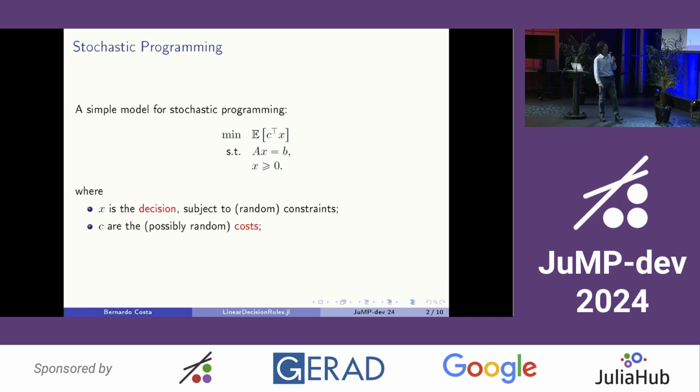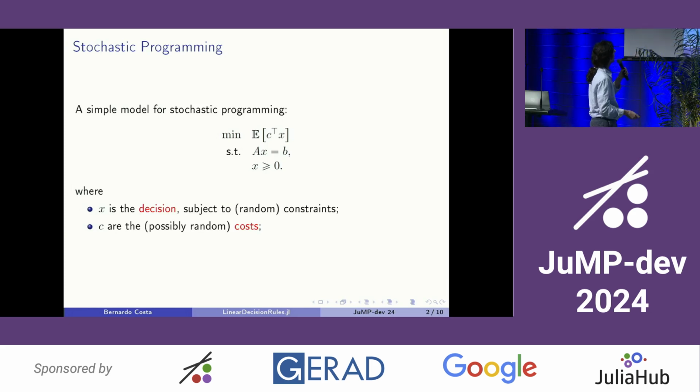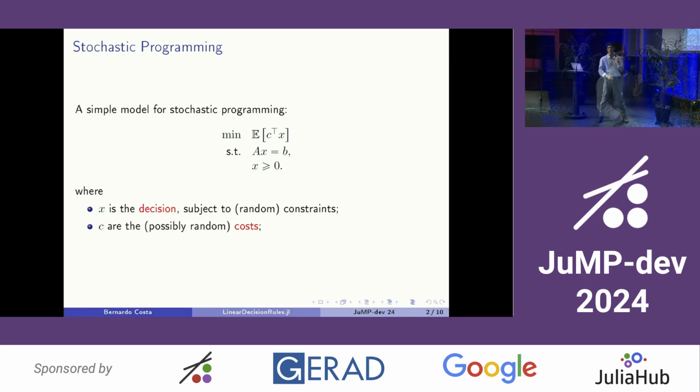A simple model for stochastic programming is stochastic linear programming. And here it's an even more simplified problem. So you minimize the expectation of something subject to equality constraints and positivity. So this is just your standard stochastic linear program. You have a decision X subject to random constraints and possibly random costs. So if you're thinking about infinite models, you could have infinite parameters for C, A, B, and X is going to be an infinite decision as well.